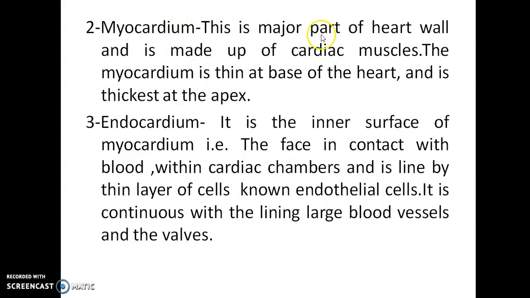Myocardium: this is just below the pericardium and above the endocardium. It is made up of cardiac muscle. The myocardium is thin at the base of the heart and thickest at the apex. Endocardium is the innermost layer. It is in contact with the blood within the cardiac chambers and is lined by a thin layer of cells known as endothelial cells. It is continuous with the lining of the large blood vessels and the valves.